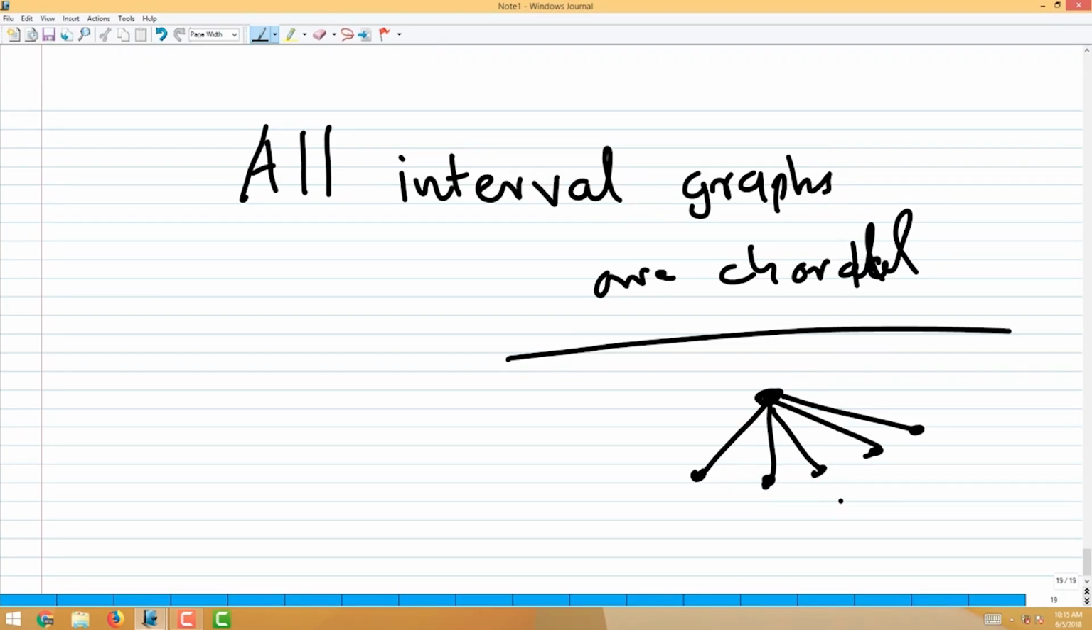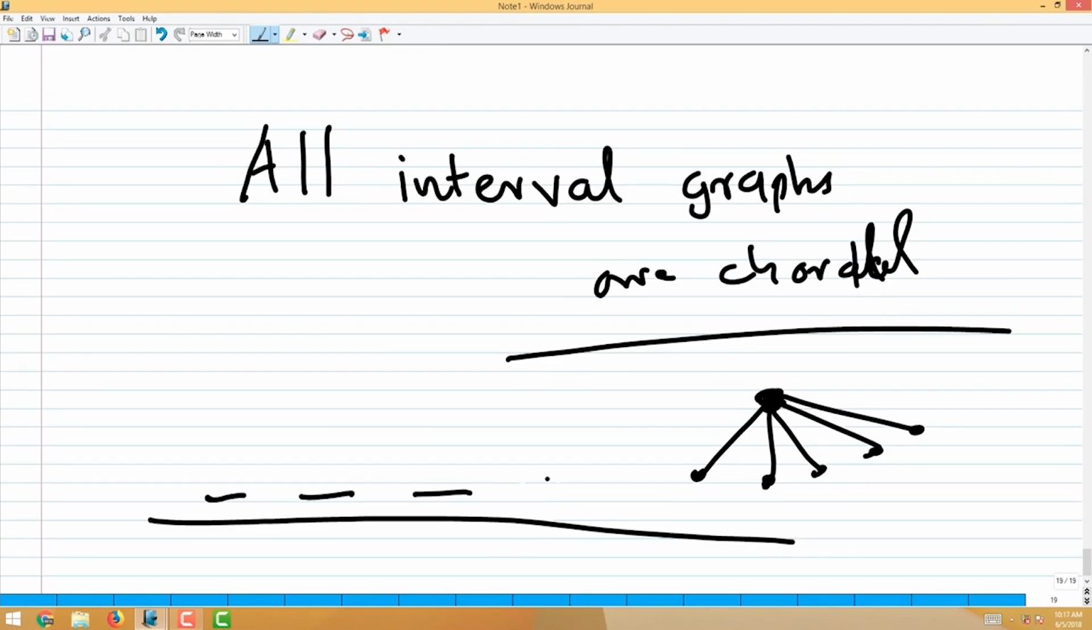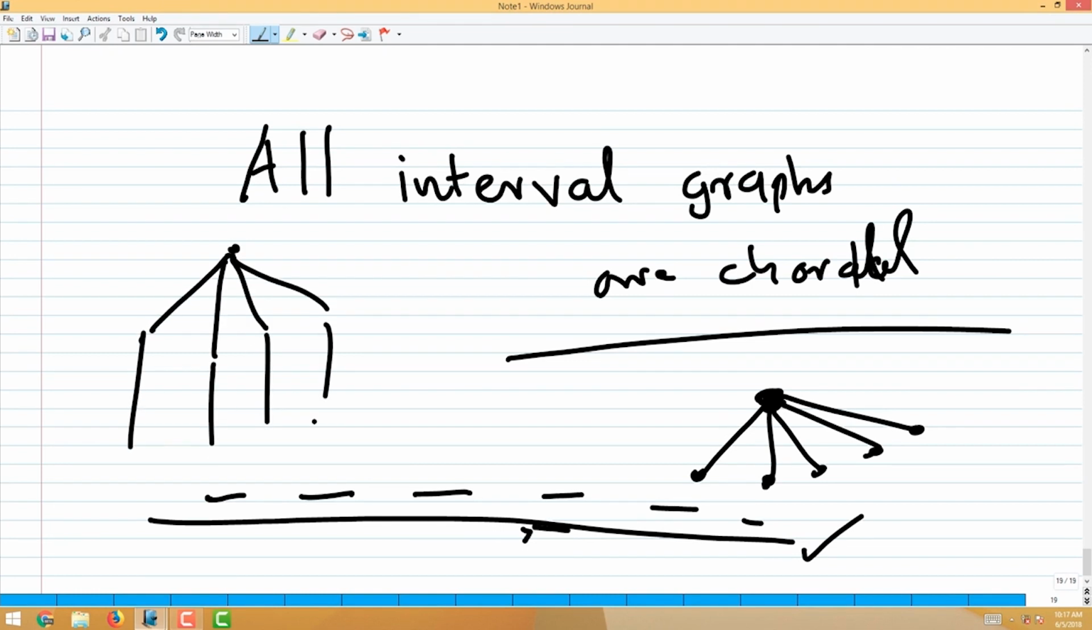Can anyone come up with an interval representation of this one? Very good, something like this. This long line is the central vertex and the leaves become the small intervals. So this is a star graph. But then can you construct a tree now which is not an interval graph? For instance, can you put these things as an interval graph? So that means I am just extending them.